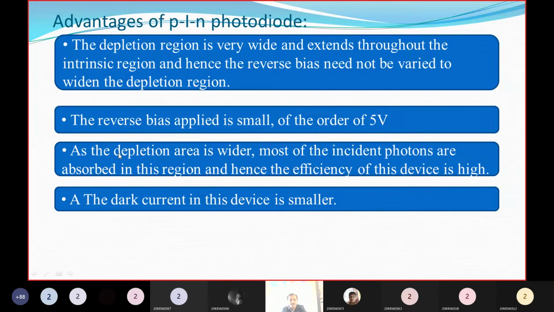Next point: as the depletion area is wider, most of the incident photons are absorbed in this region, and hence the efficiency of this device is high. It absorbs most of the photons incident on it, so the efficiency is very high in the PIN diode. The last point is that the dark current in this device is smaller. I already explained why.